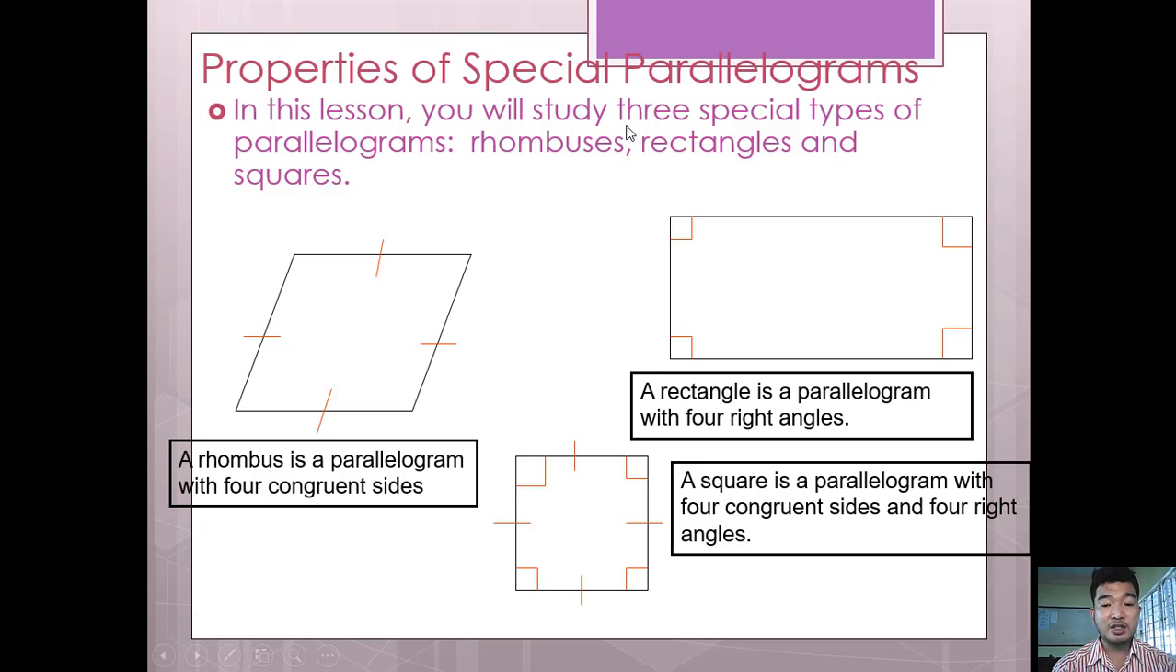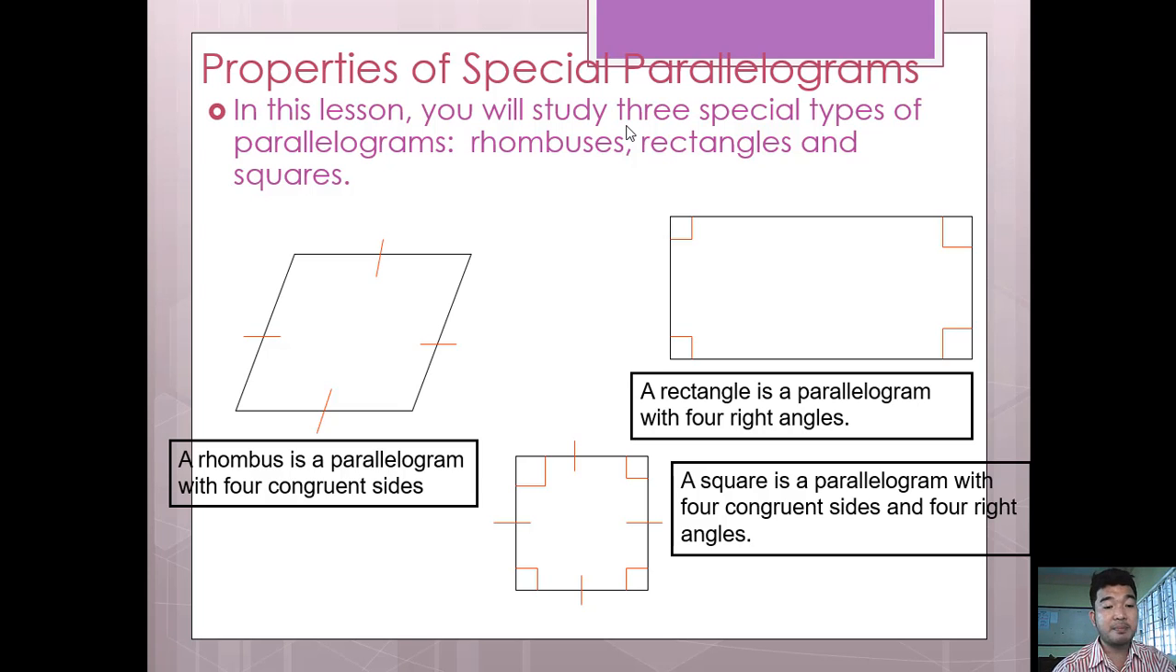Let us have a short recap on the properties of special parallelograms. Actually, we already discussed this in the discussion of the schematic diagram of quadrilaterals, but we'll be touching this for recap. You will study 3 special types of parallelograms, which are the rhombuses, rectangles, and squares. Actually, these 3 are all parallelograms. These are special parallelograms. Let's start with a rhombus.